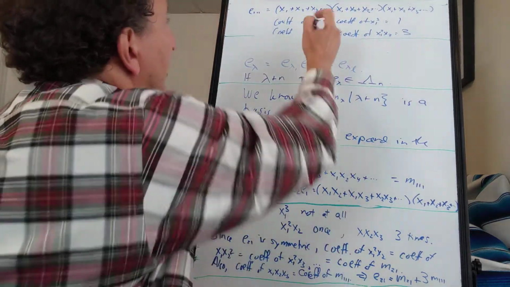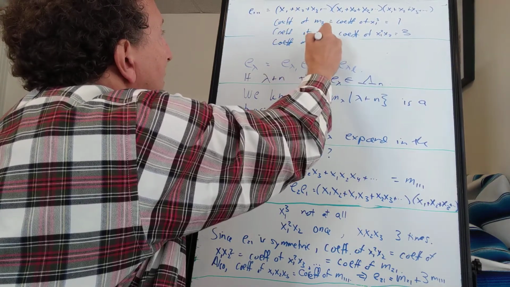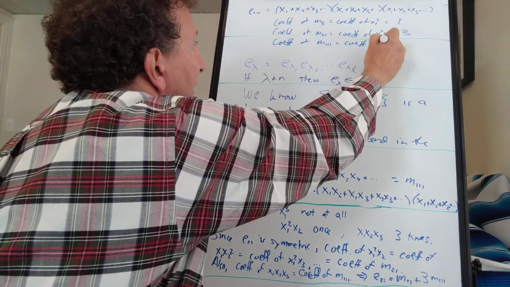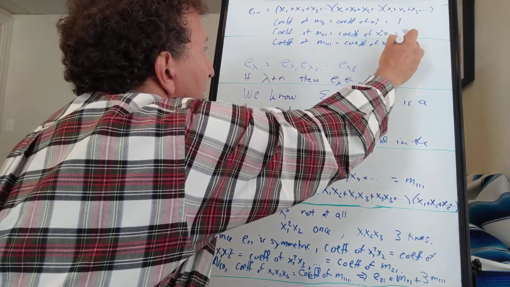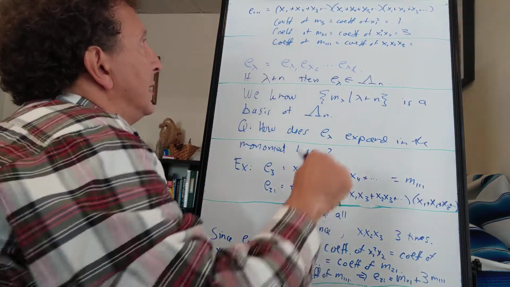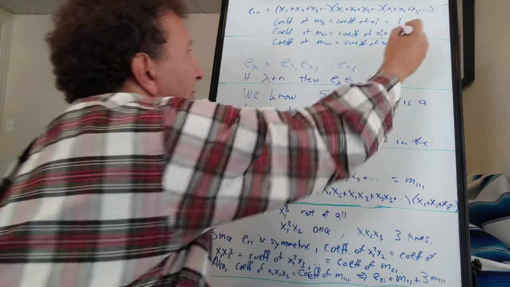And the coefficient of m_111 equals the coefficient of x1x2x3. And there's 6 ways we can do that. Take 1, 2, or 3 here, something we haven't taken there, and the last thing we haven't taken there. So there's 6.